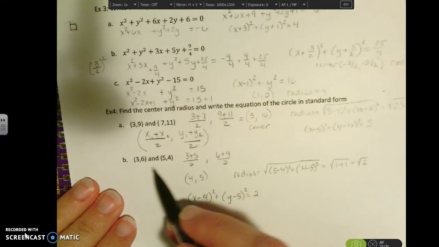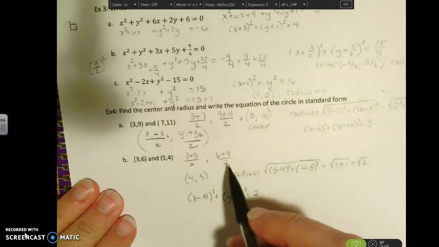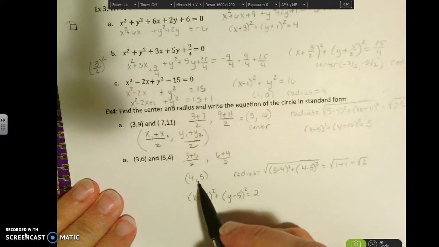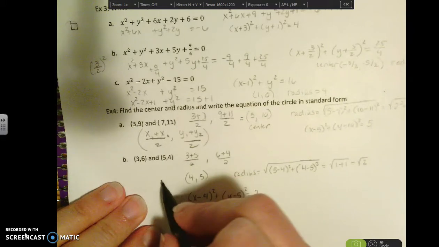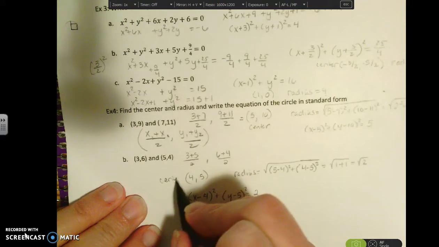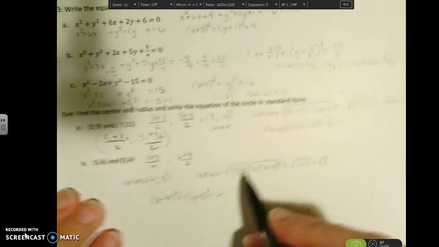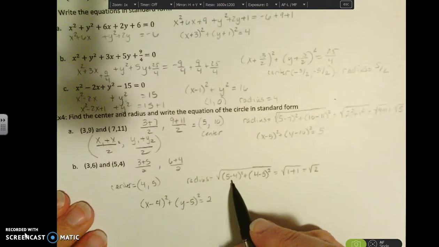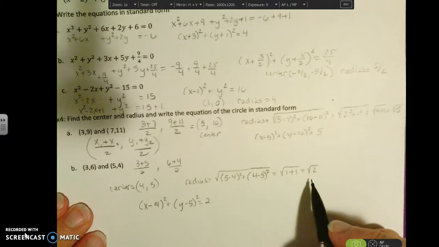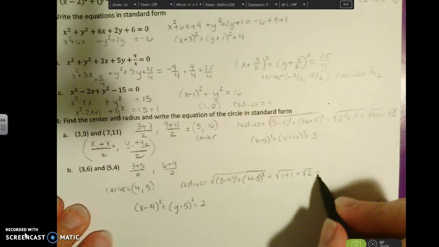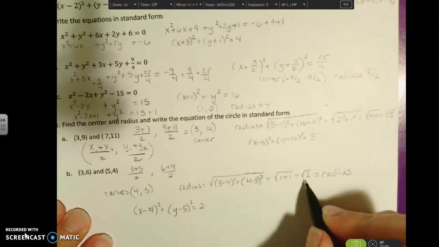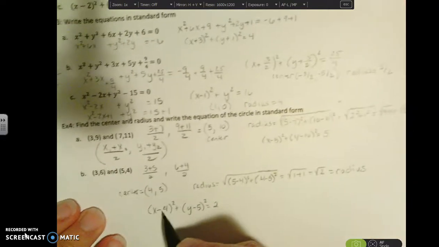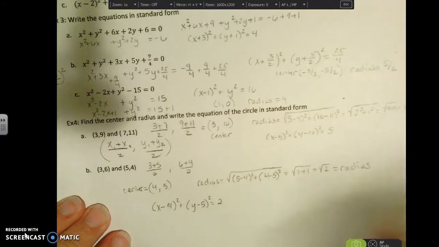And then here I have another example, same thing. Given 2 points, I'm going to find the midpoint. I found the midpoint, it was (4, 5). So that's the center of the circle. And then I can use that and one of the points to find the radius. So in this case, our radius equals the square root of 2. And then I can write the equation of my circle. Hope this helps.